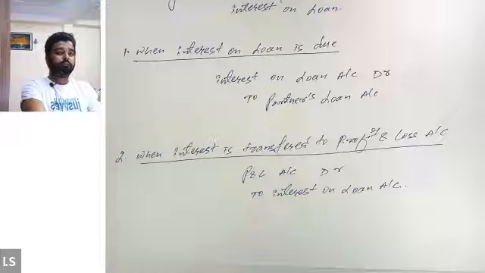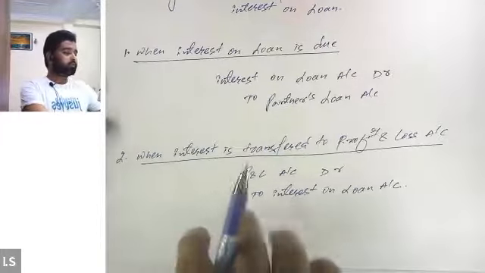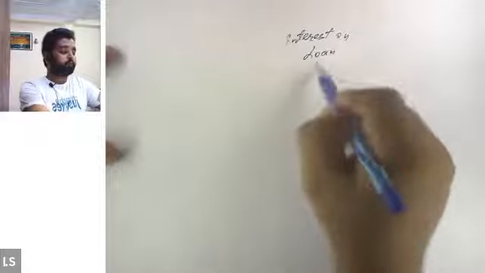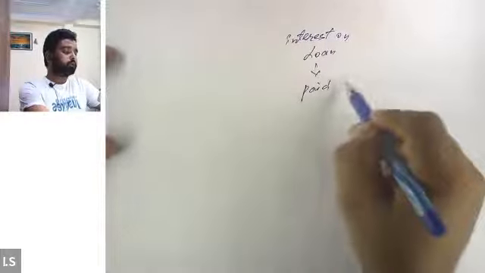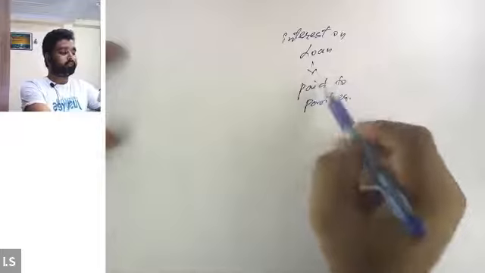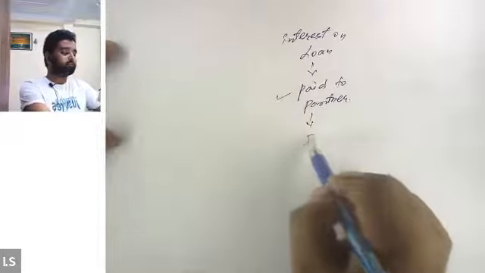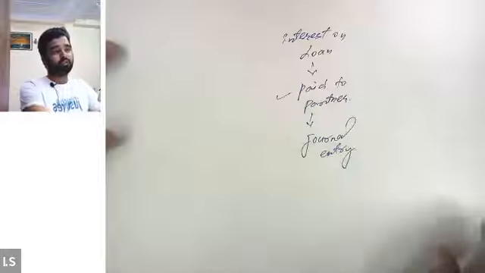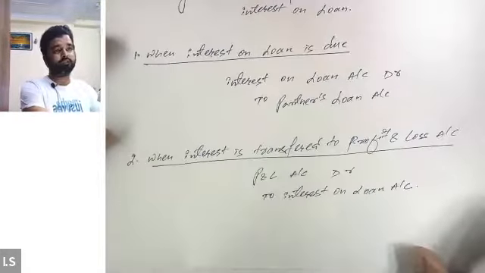All right, everyone. So I was saying that whenever interest on loan is paid to the partner, you are not required to note it down, just try to understand this. At the time of payment of such interest on loan, we need to pass the journal entry in the books of the partnership firm. So right now we are discussing what journal entry needs to be done in the books of the partnership firm. These two journal entries are required to be done in the books of the firm.